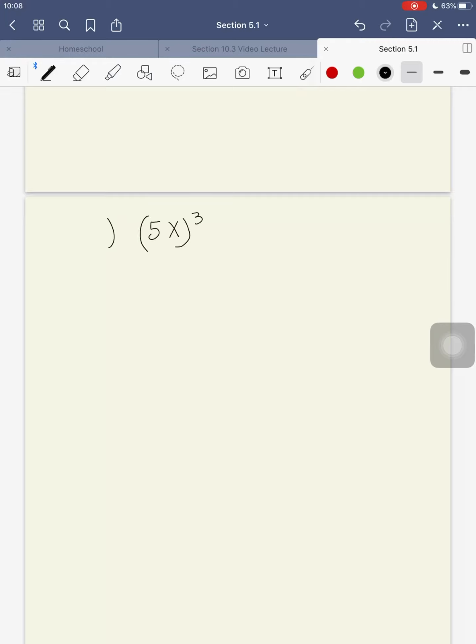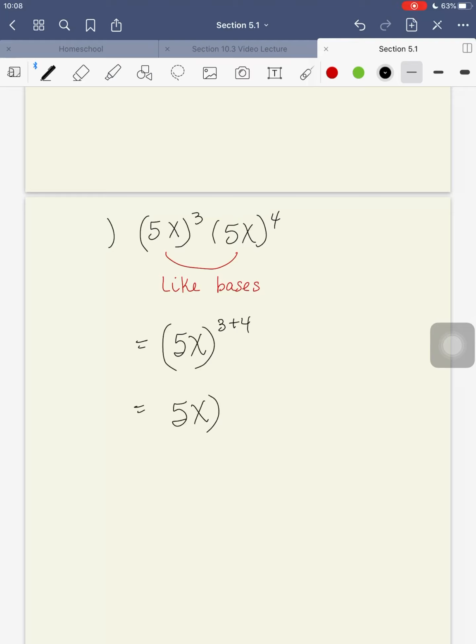5x cubed times 5x to the 4th. We have like bases, so we will keep the base the same, and we add the exponent, so that's 5x to the 7th, and then you'll raise each term to the 7th power. 5 to the 7th, which is probably a really big number, so I'll leave it as 5 to the 7th, x to the 7th.